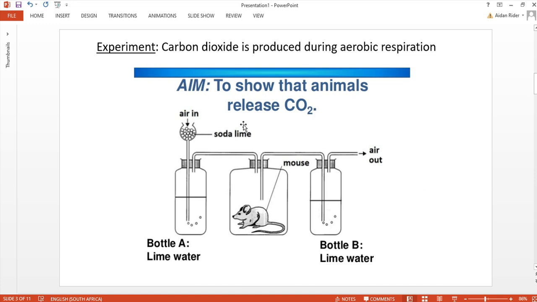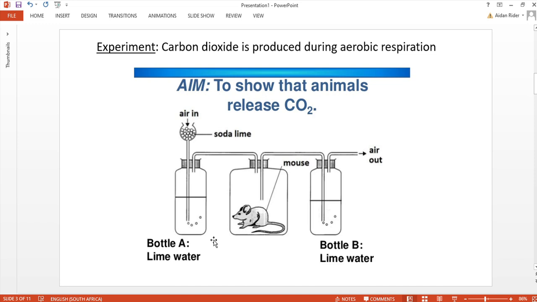In this experiment, which is a bit different from the one in the book, they use a bottle over here with lime water. Lime water is actually calcium hydroxide. The reason they use this is that when it reacts with carbon dioxide, it will turn milky. The lime water is clear, it looks like water, but as soon as carbon dioxide mixes with the lime, it turns a milky white color.